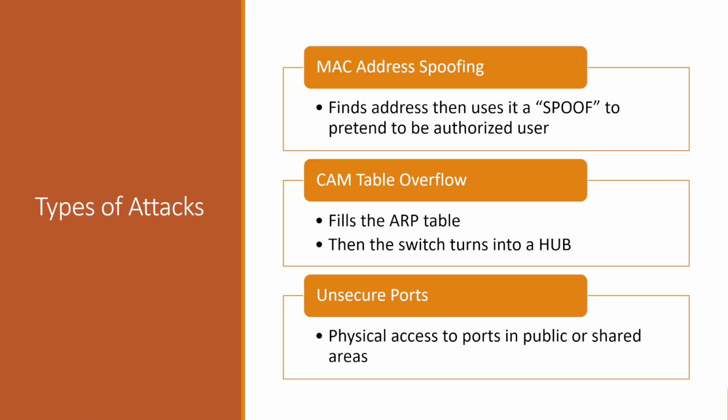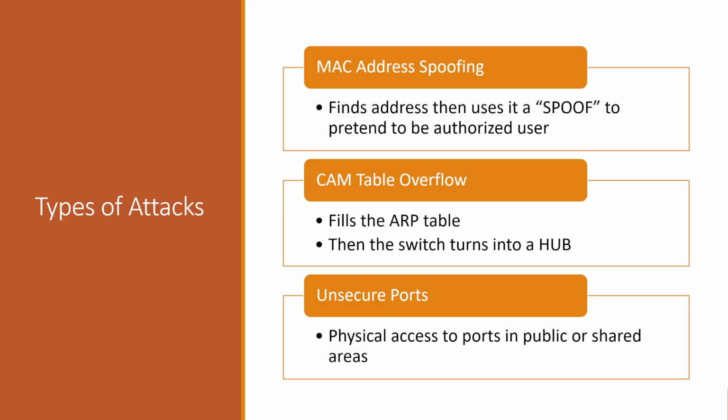Now, some of the attacks that we may see with this would be MAC address spoofing. This is where the attacker can attempt to spoof the MAC address of an unauthorized device, or of an authorized device, and this will allow them to gain access to the network port. So by pretending to be a trusted device, attackers can bypass port security and gain unauthorized access to sensitive network information.